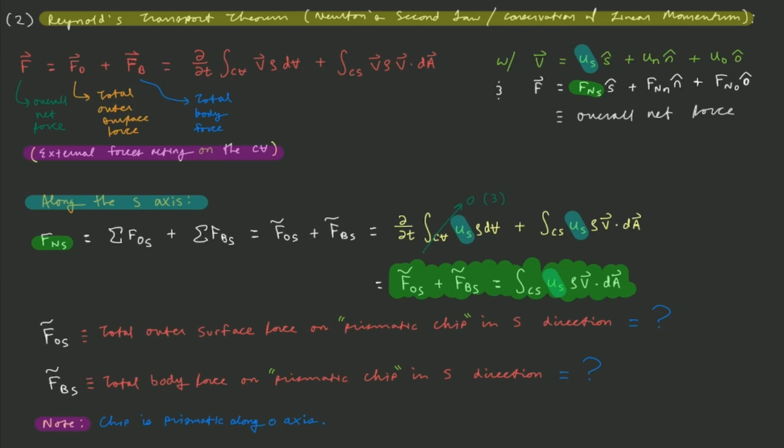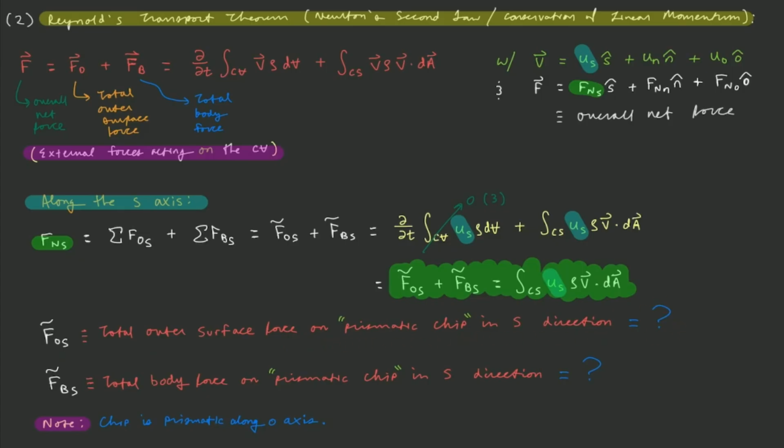Now, because we have a steady system, we can get rid of this time-dependent integral again. So we only have this net linear momentum flux in the s direction across the control surface integral. That's the only term that's left, and we set that equal to F tilde OS plus F tilde BS. We're basically saying that the S component of our net force can be broken up into the net outer surface forces in the s direction plus the net body forces in the s direction. So that is the equation we're going to be working with. And again, we have this written here, F tilde OS, total outer surface force on prismatic chip in the s direction.